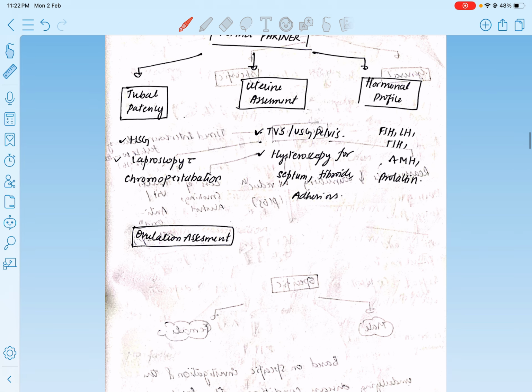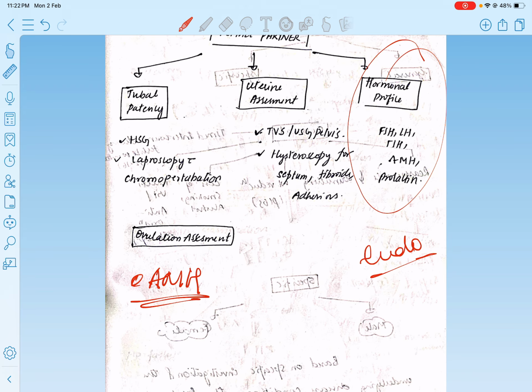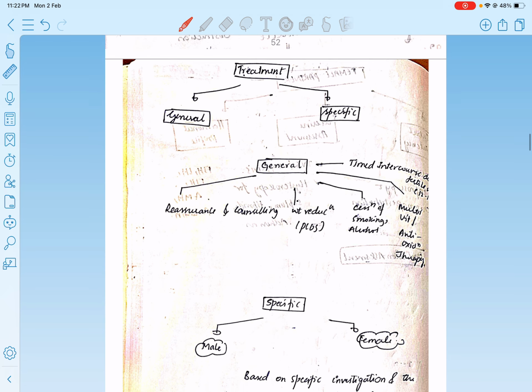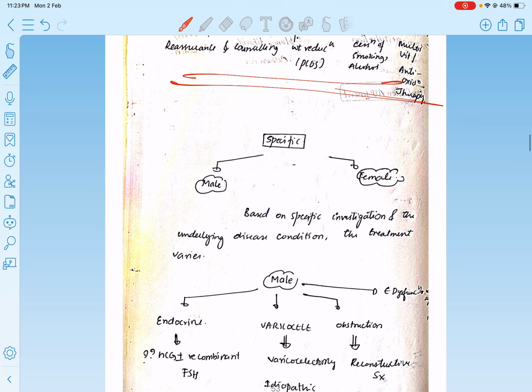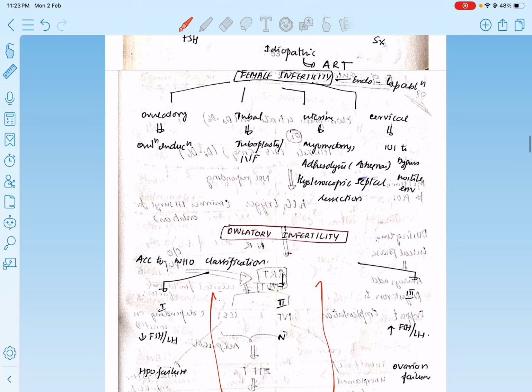Now you use the classification which you are studying. Again, for the female, you need to know what are the things which are present. Obviously one endocrine-related thing you will get. The important ovulation assessment which you do is AMH. Then there are the uterine and tubal things which you do. Again, treatment: write it as general and specific, because few people, when they follow the general protocol itself, can get conceived, but these are the specific things which you need to mention also.